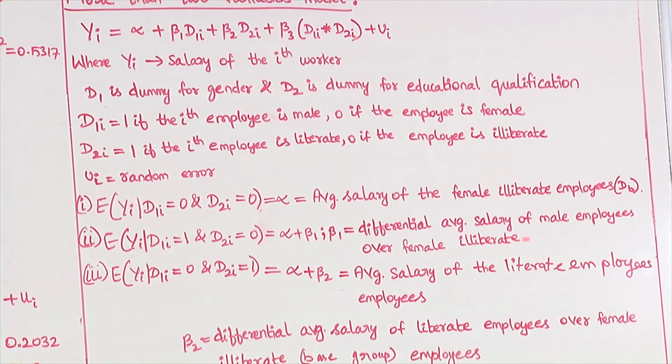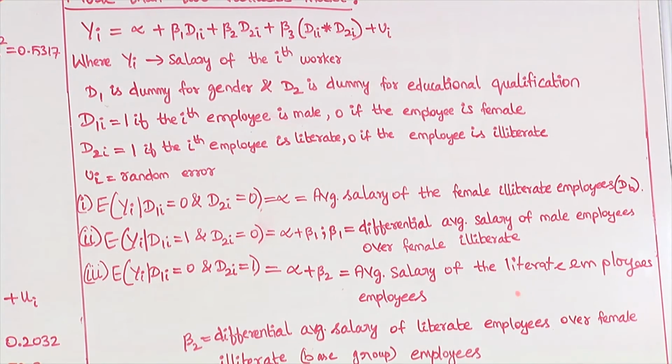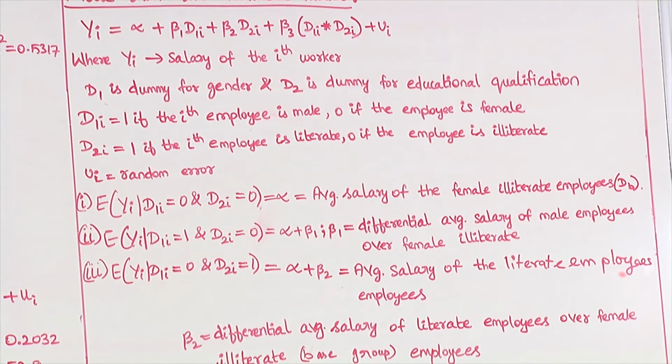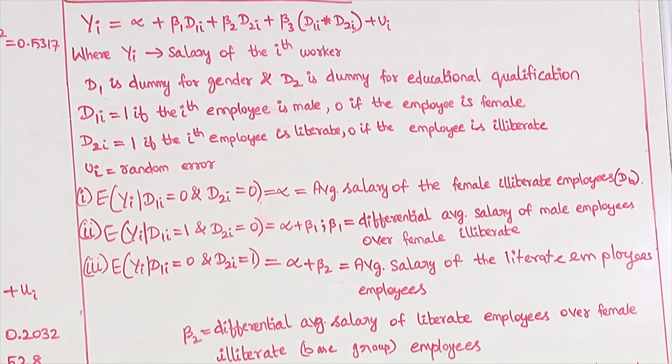and beta 1 is the differential average of the male employees over and above female illiterate employees. And now the third one, the conditional average of Yi given D1i is equal to 0 and D2i is equal to 1, that is equal to alpha plus beta 2, that is the average salary of the literate employees over and above the female illiterate employees.